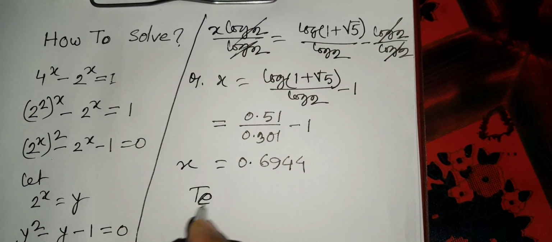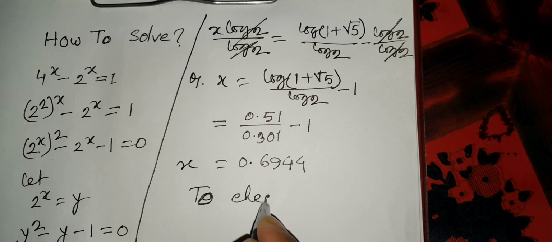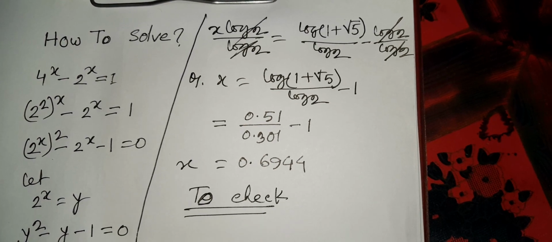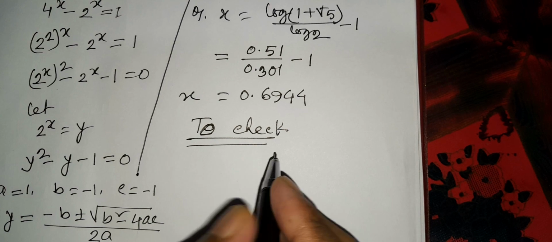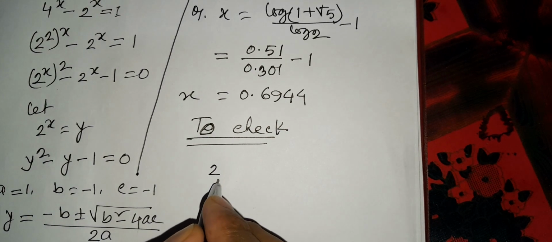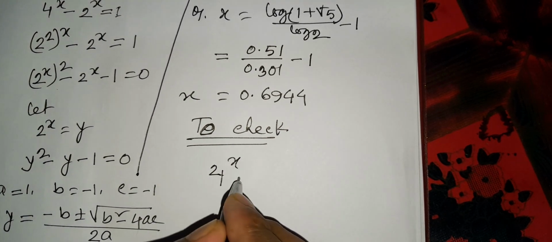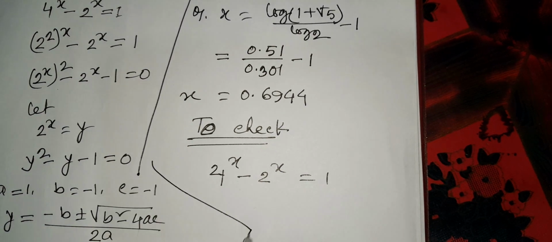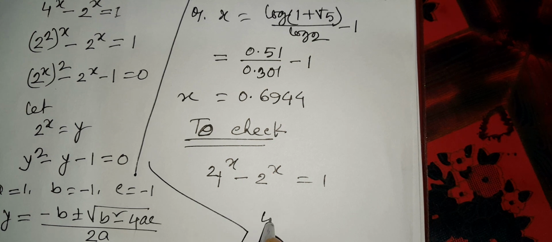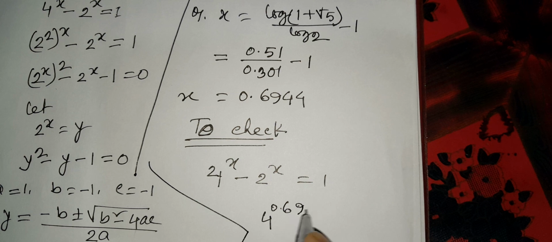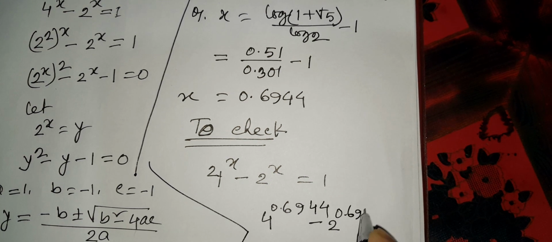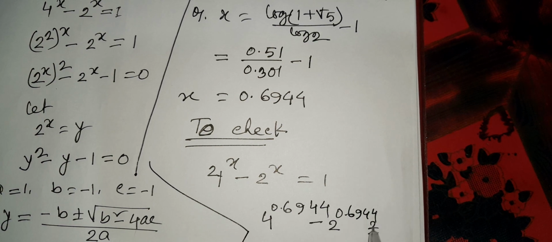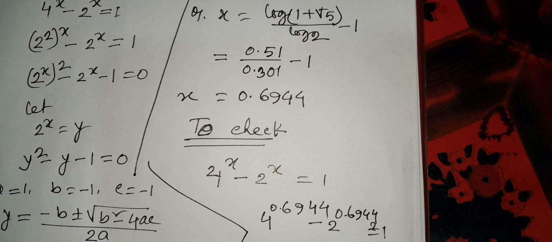To check for 4 to the power x minus 2 to the power x equal to 1, for 4 to the power 0.6944 minus 2 to the power 0.6944 equal to 1.